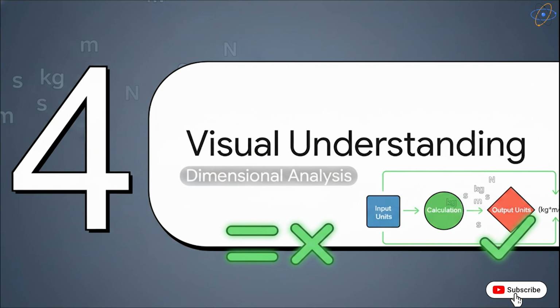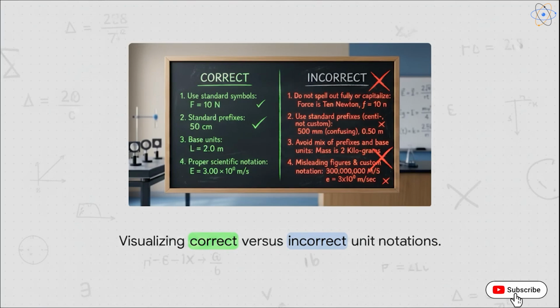Section 4, Visual Understanding and Verification. Let's talk about a really powerful tool called dimensional analysis. A lot of times, students treat units as a mere formality. Just a little letter you lazily tack onto the end of your answer. But units are actually a super powerful built-in verification system. Take a look at these notations.